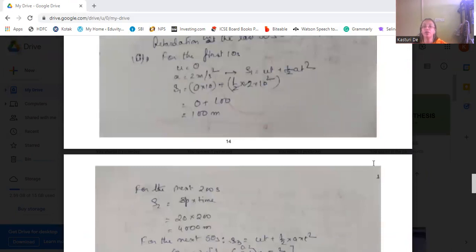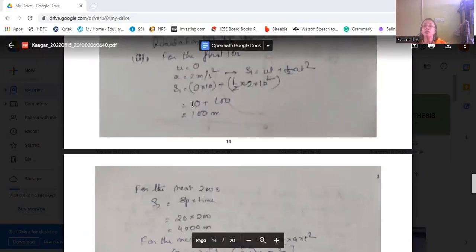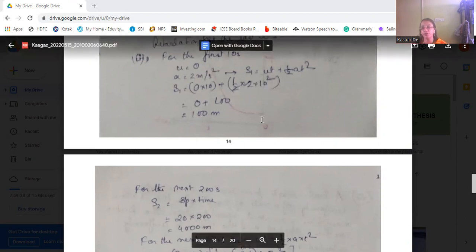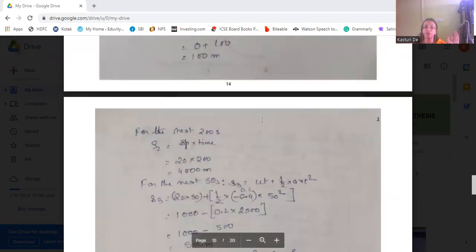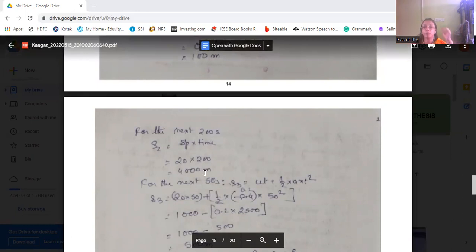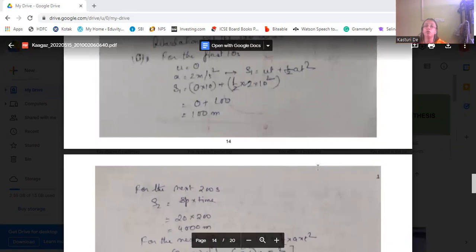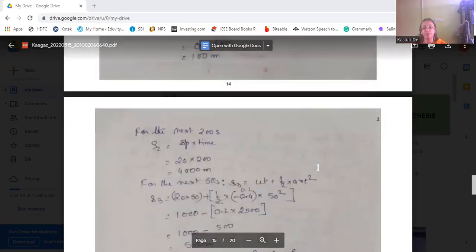So for the first 10 seconds, S1 will be equal to ut plus half at square, that is 0 into 10 plus half into 2 into 10 square. Okay, so that will be 100 meters. So the first distance S1 for the 10 seconds will be 100 meters. Now for the next 200 seconds, speed into time: 20 into 200. Speed is 20 and 200 is the time in seconds. So that will be 4,000 meters.